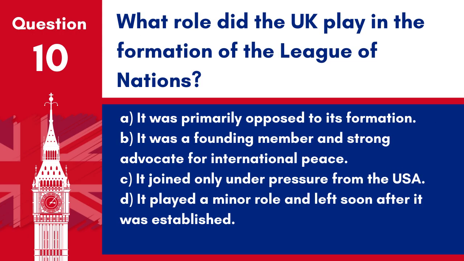Question 10. What role did the UK play in the formation of the League of Nations? A. It was primarily opposed to its formation. B. It was a founding member and strong advocate for international peace. C. It joined only under pressure from the USA. D. It played a minor role and left soon after it was established.